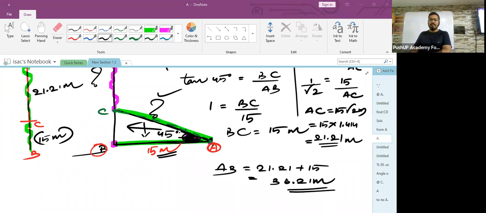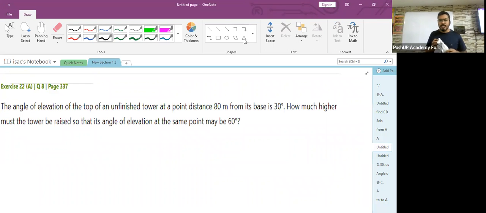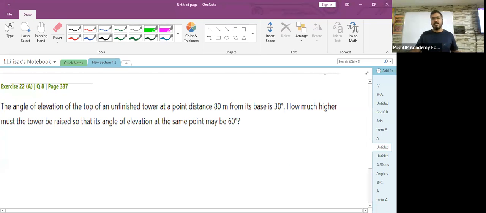Children, one more sum. The angle of elevation of an unfinished tower at a point 80 meters from its base is 30. How much higher must the tower be raised so that its angle of elevation at the same point may be 60 degrees? All right. I'll teach you how to draw this diagram.